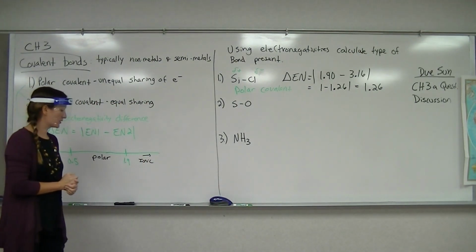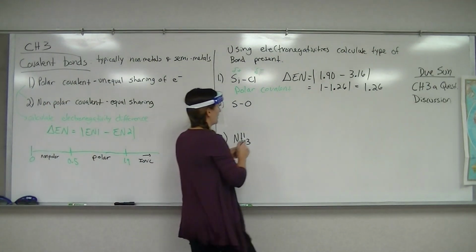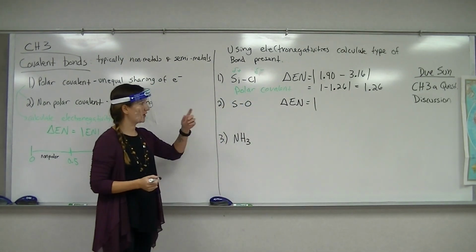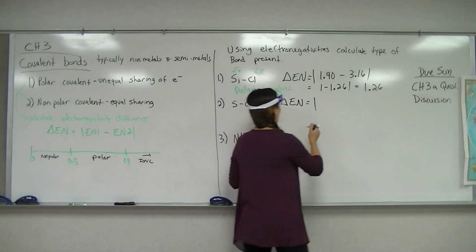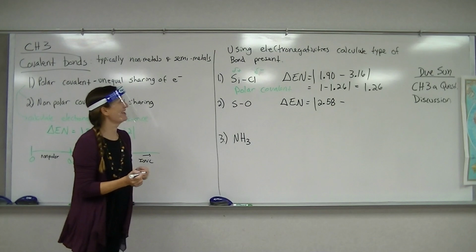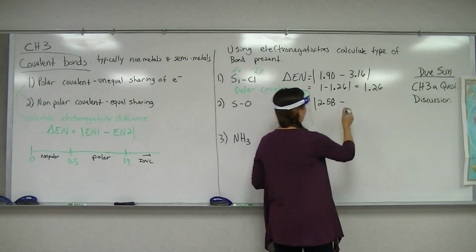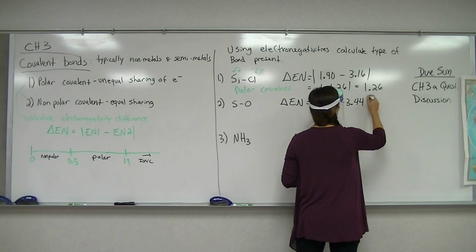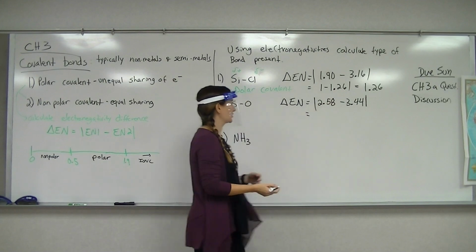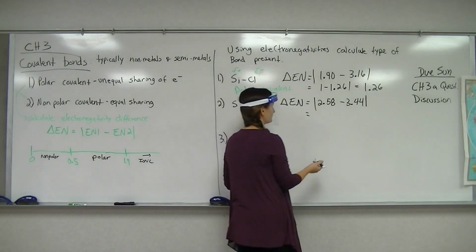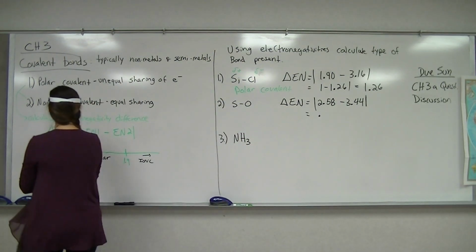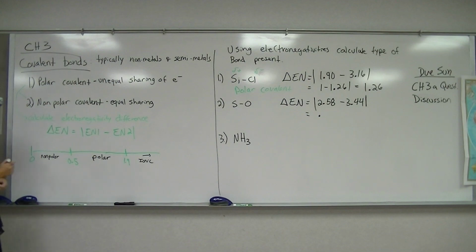All right, so the next one is sulfur and oxygen. I haven't even calculated these yet, so I'm not sure what the answers are. So sulfur has an electronegativity of 2.58. Oh, so you're looking at the second one. And then oxygen, 3.44. Oh, this is going to be a close one, isn't it? We get negative again, but we just change it to a positive. So when we subtract those, we get negative 0.86. 0.86.